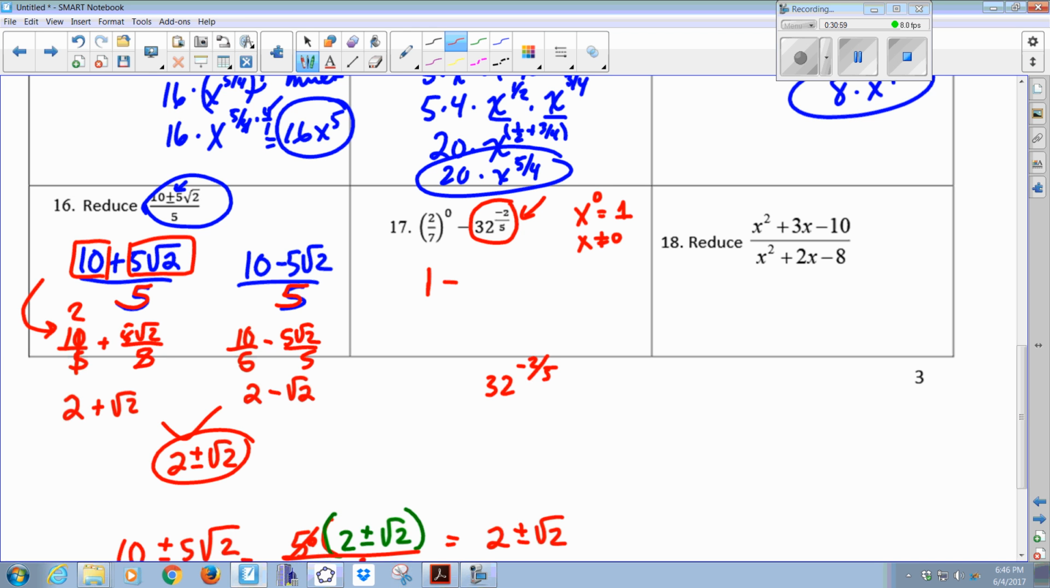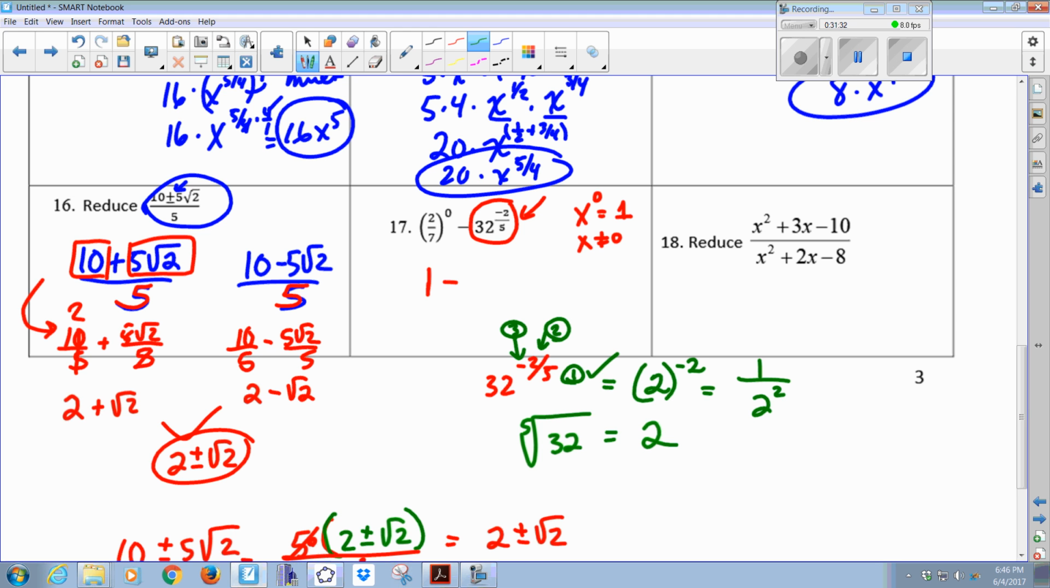So let's review our earlier steps. We're going to do the root first, we're going to take this exponent second, and we're going to apply that positional change here with the negative exponent third. So the first thing I'm going to do is take the fifth root of 32, which is the number 2. 2 times 2 times 2 times 2 times 2 is 32. So this equals 2 to the negative 2, because I've taken care of the fifth root. 2 to the negative 2 is 1 over 2 squared, which is 1/4. So this becomes 1 take away 1/4, which is 3/4.